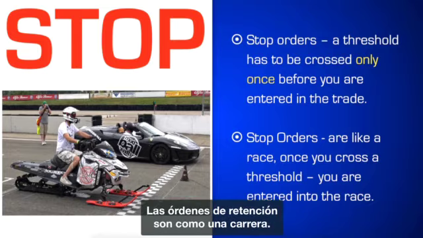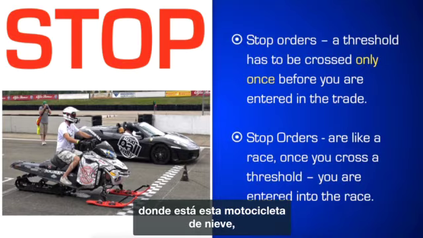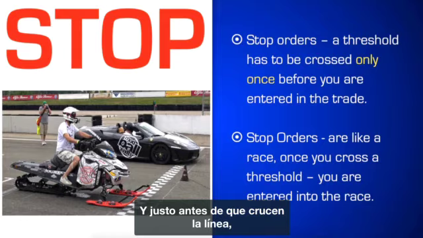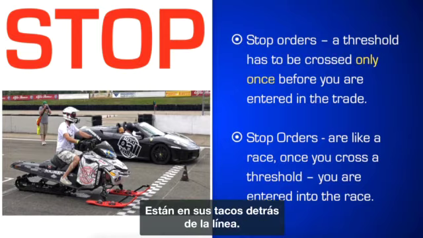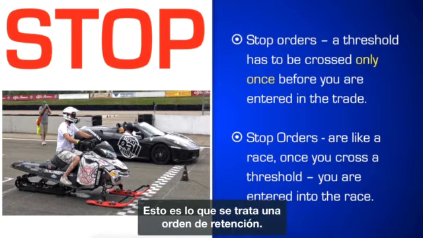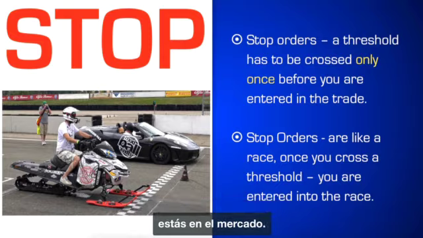Stop orders are like a race. Once you cross the threshold, you are entered into the race. So you see this picture that I have, where you've got this motorcycle ski looking thing and a car, all right? And right before they cross this line, they're not in the race yet. They're not in the race until after they cross the threshold. Or think about track runners. They're always behind a line, on their blocks and behind the line. The moment they cross the threshold, they're in, okay? That is what a stop order is all about. The moment you cross it one time, you are in the trade.